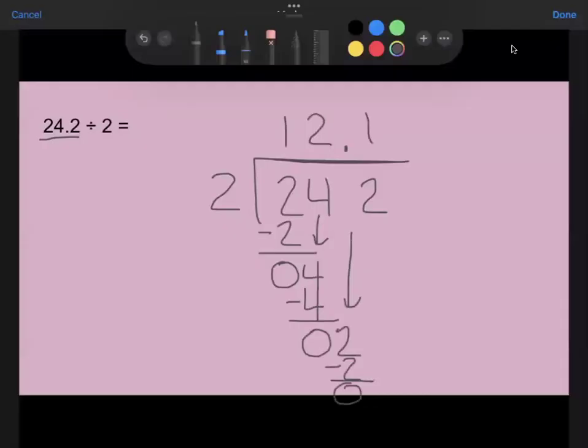So now I know I'm finished because I have no more numbers to bring down and I have no remainder. There's nothing left over here. So my final answer on this is going to be 12.1. That decimal was automatically placed before we started dividing, so I didn't need to worry about it, and it's already part of the answer when I finished. So 12.1.